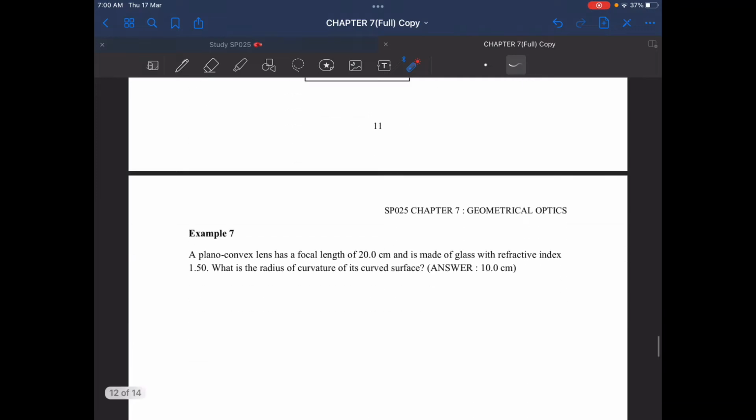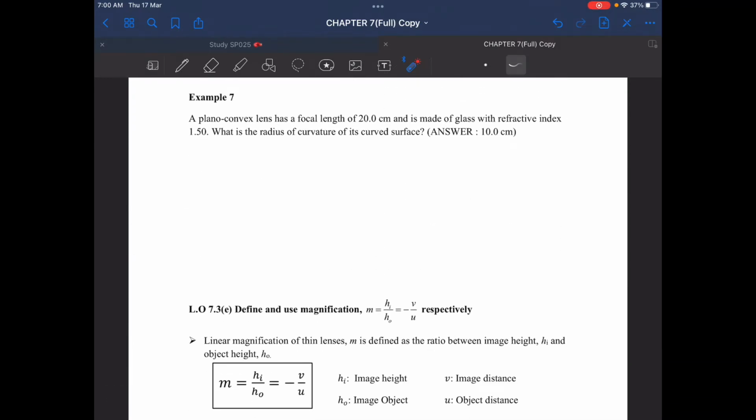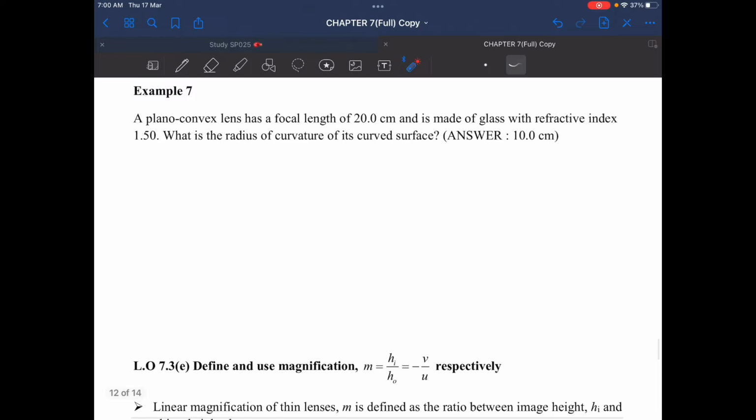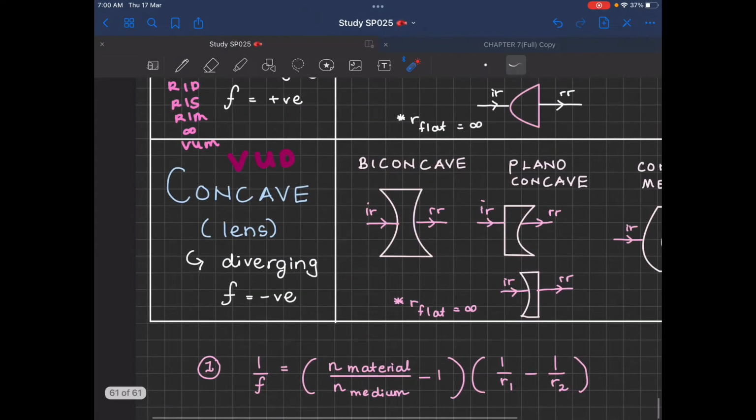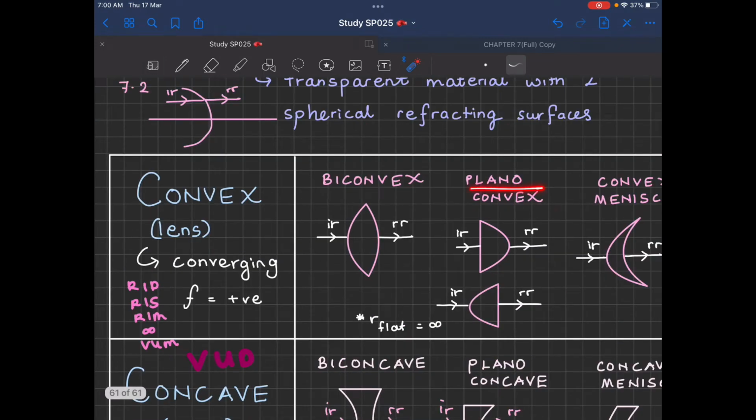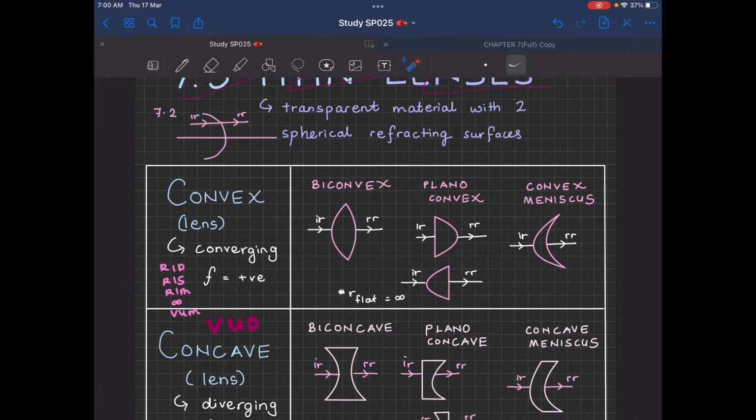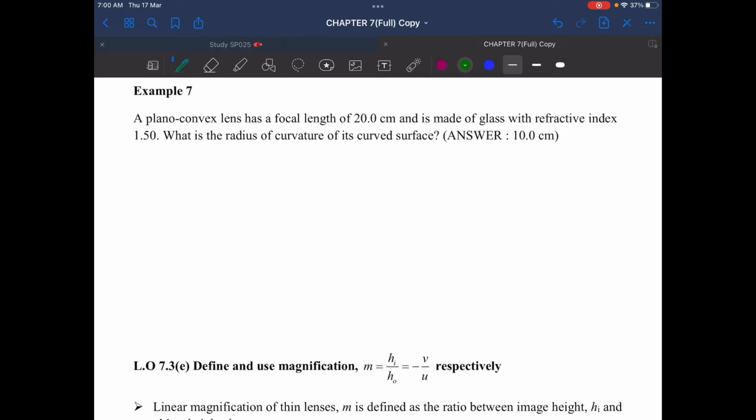So let's try to do example 7. Okay, so let's read the question. So a plano convex. So that's why you need to memorize the lenses lah, because dia akan beritahu nama. So we know that this one is plano convex. So kamu draw je lah plano convex tu kan, macam-macam mana pun. Okay. I nak terbalik pun boleh, tapi Miss draw macam tu lah. Okay. Has a focal length of 20 centimeter. And is made of a glass, okay. So lens ni dibuat daripada glass with a refractive index of 1.5, okay.